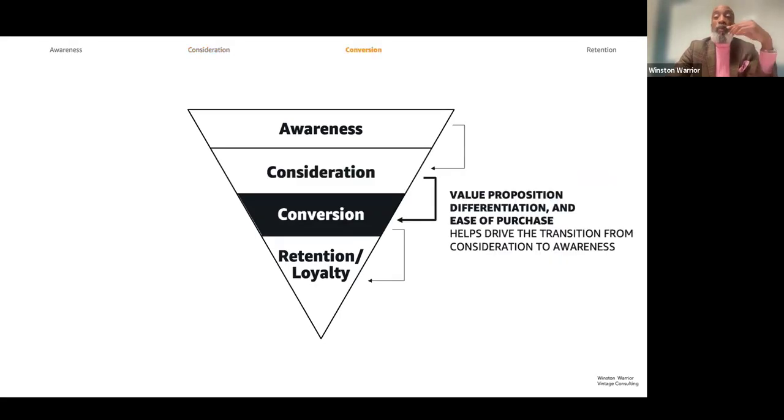Okay. So then we go to conversion. And that means how easy is it to have people consider you and then they buy or they contract you for whatever it is that you're doing. So the value proposition, differentiation, and ease of purchase helps drive the transition from consideration to conversion. And so the idea is, yes, I heard about her service. She's a consultant for, I don't know, weddings. And I hear that it's great. Okay, let me go ahead and try to do that.